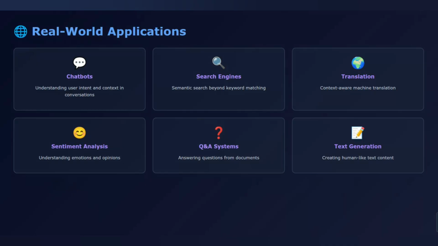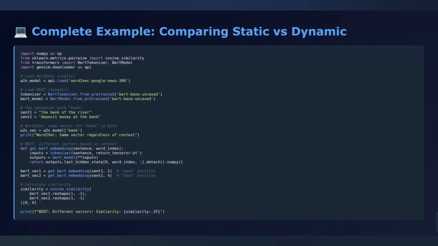Let me tie everything together with one final code example that directly compares static versus dynamic embeddings. We load both Word2Vec, our static model, and BERT, our dynamic model. We have 2 sentences with the word bank in them in different contexts. With Word2Vec, we simply get the vector for bank, and it's the same regardless of which sentence we're thinking about.